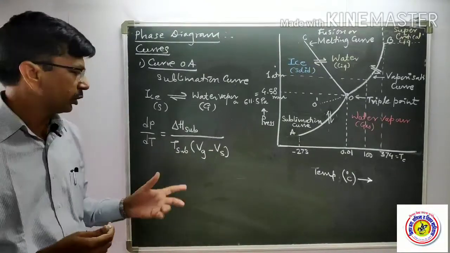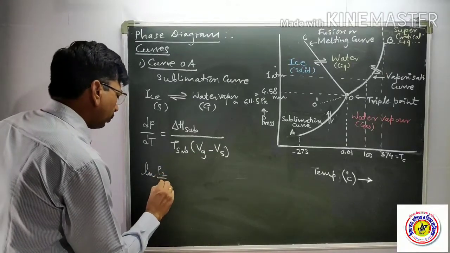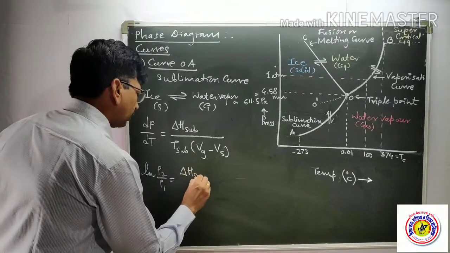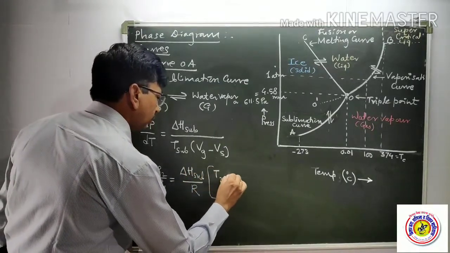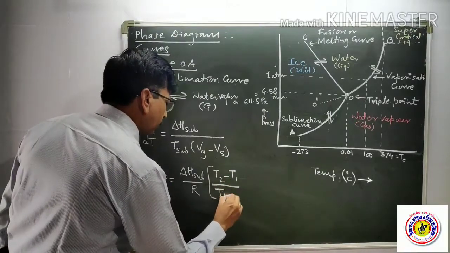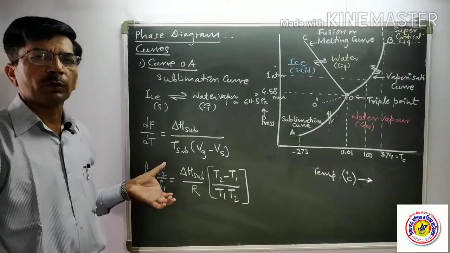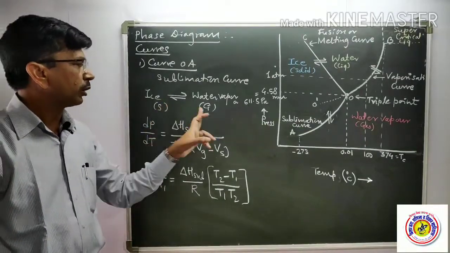The logarithmic, or integrated, form of this equation is given as ln of P2 upon P1 is equal to delta H of sublimation upon R, in brackets T2 minus T1 upon T1 into T2. This is the logarithmic form of the equation for this solid-gas equilibrium.